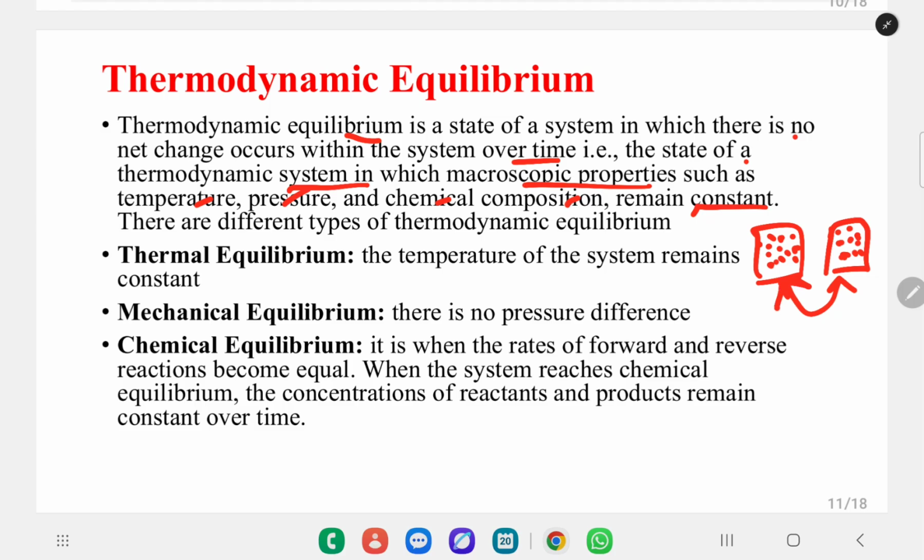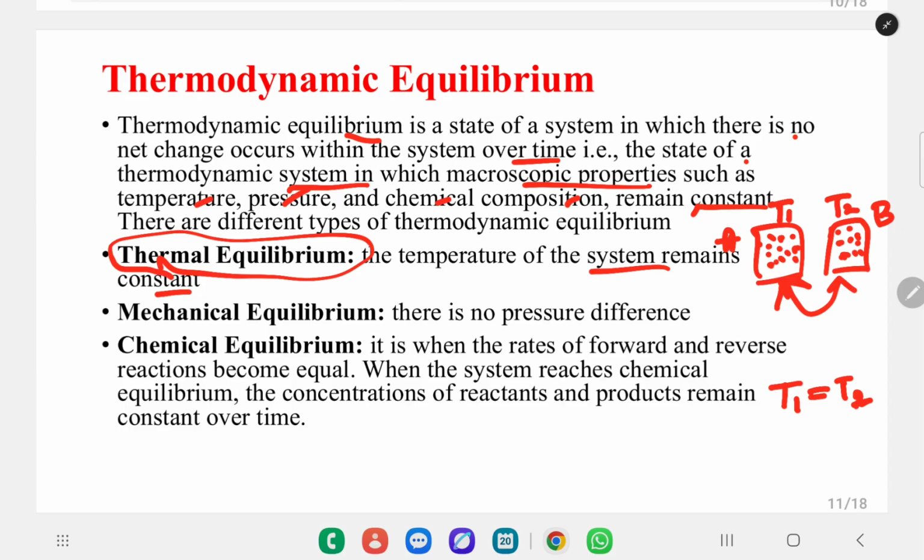These two systems are thermodynamically in equilibrium. Suppose this is system A and this is system B. If the temperature in A is T1 and the temperature in B is T2, and T1 and T2 are equal, they are in thermal equilibrium. We say the systems are in thermal equilibrium. The temperature of the system remains constant.